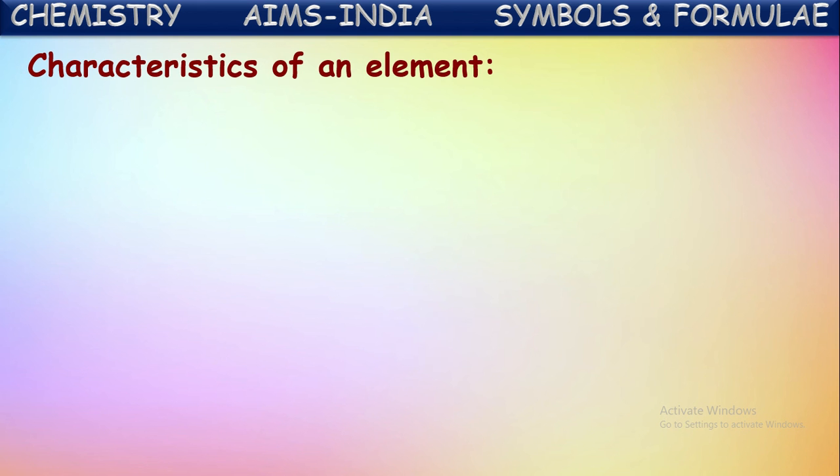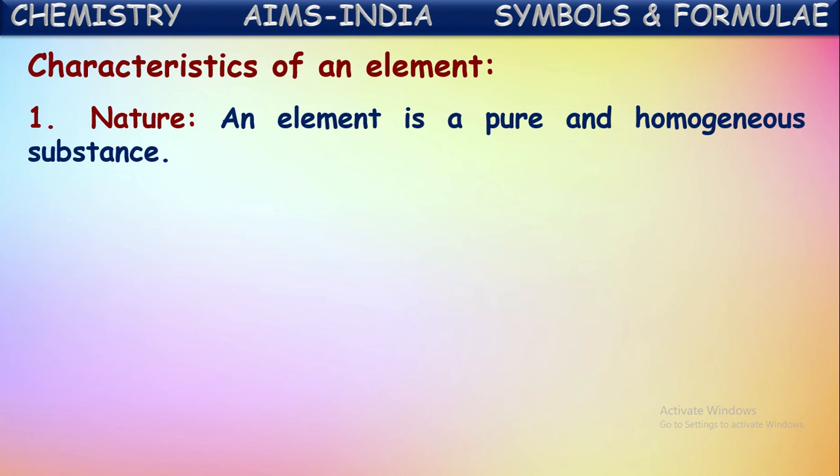What are the characteristics of an element? Let us see one by one. First, by nature, an element is a pure and homogeneous substance. If you see any element, it is made up of only one kind of atoms. So it will be pure enough, and it is homogeneous too.